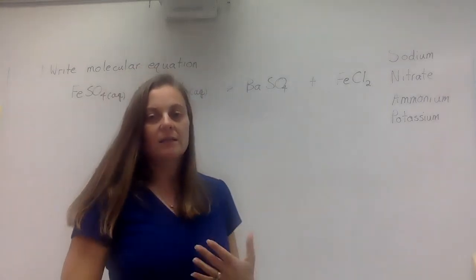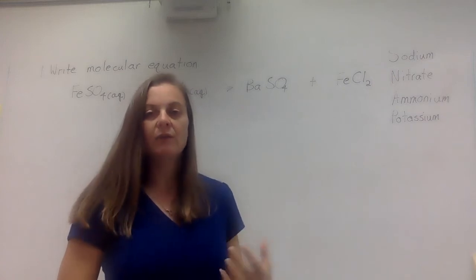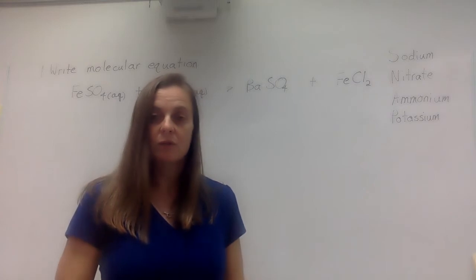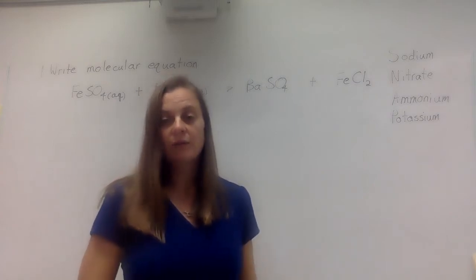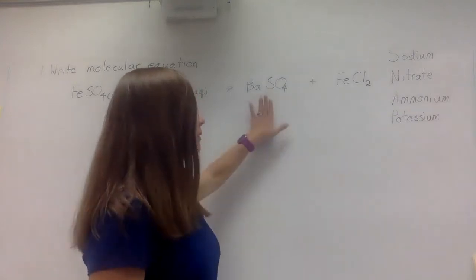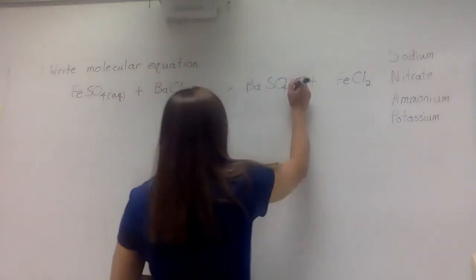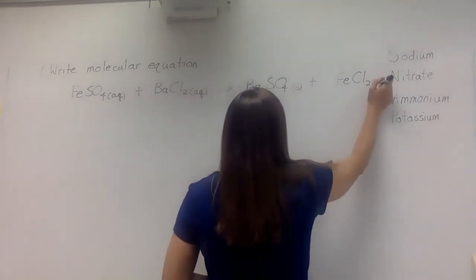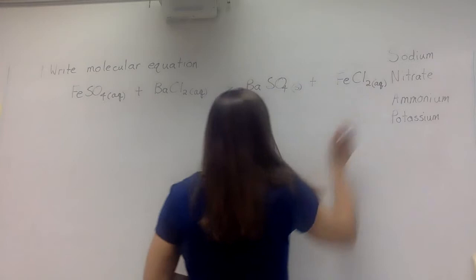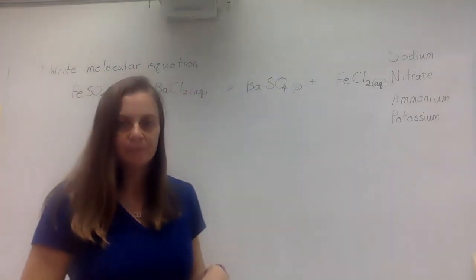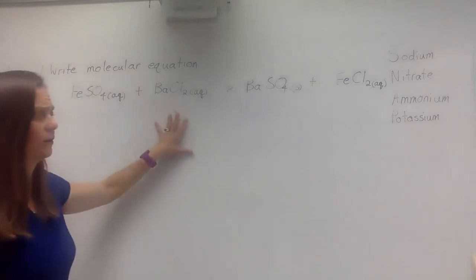So in this case, if this were an AP question, they would tell you which one of these would precipitate out. Hopefully you remember your solubility rules, and so you know that sulfates are soluble except with heavy group 2s. And barium is a heavy group 2, so this is our insoluble precipitate. So we're going to put an S there, and we're going to put an AQ here because we remember that the halogen salts are also, generally speaking, soluble. So we've written our molecular equation.